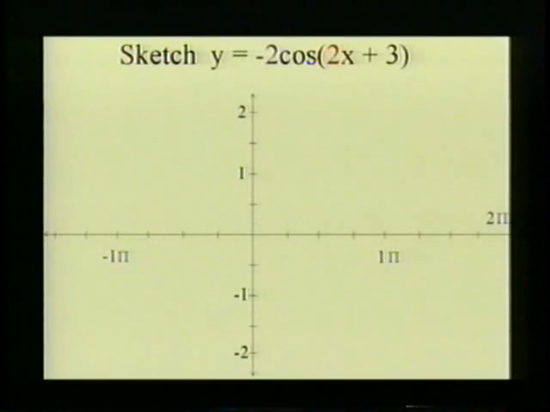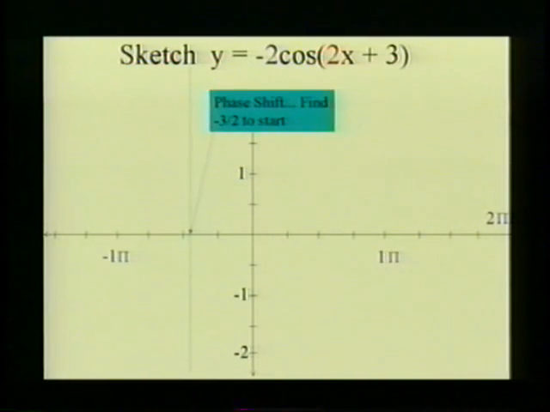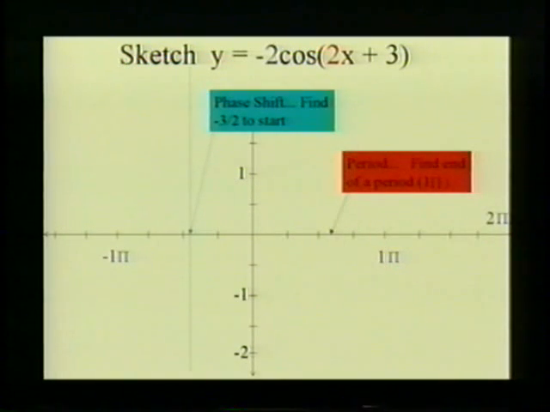Let's take a look at how I would sketch it. I put my pi's out there. I know it begins at minus 3 over 2. Now, I find that on the graph, remembering that pi is 3.14, and minus 3 over 2 is minus 1.5. So that's about right. And the end of a period, 1 pi away, is going to be that. Now I've got to do a cuckoo starting at that point.